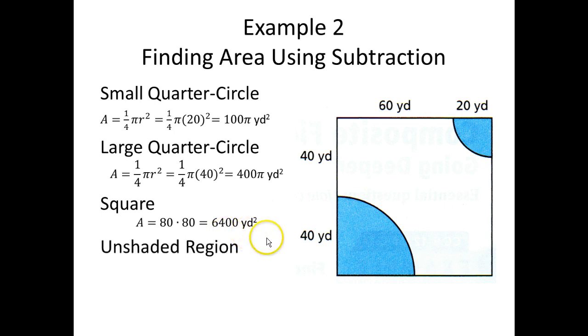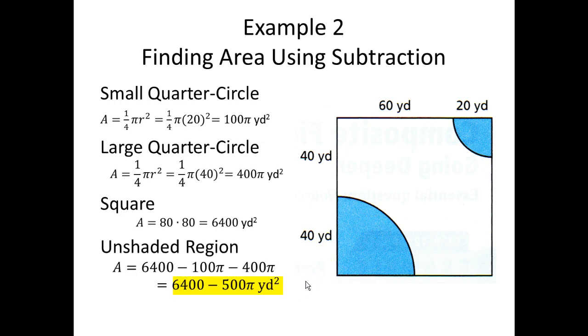Now, I'm interested in finding the area of the unshaded region. So what I do is I take the area of this entire square and I cut out, or subtract, the areas of these two quarter circles, which would give me 6,400 yards squared minus 100 pi yards squared minus 400 pi yards squared. Okay, so altogether, if I combine these things, 100 pi minus 400 pi, I'm going to end up getting 6,400 minus 500 pi yards squared.